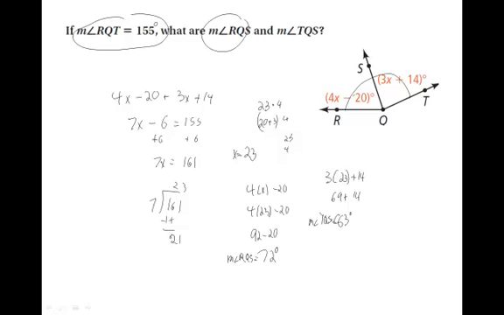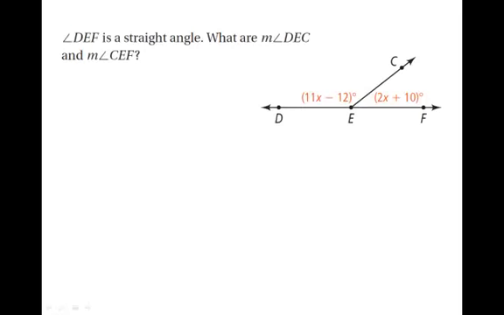Now how can you check this? They're not supposed to be equal. How can you check this? Well, what should they add up to? They should add up to 155, and you can check to see that in fact they do. So you can always check your answers in math. But that's applying the angle addition postulate.